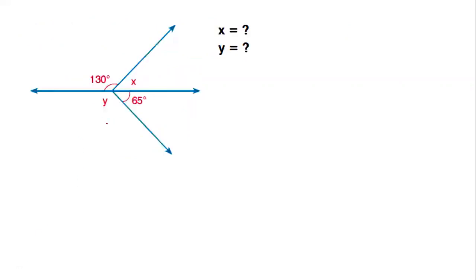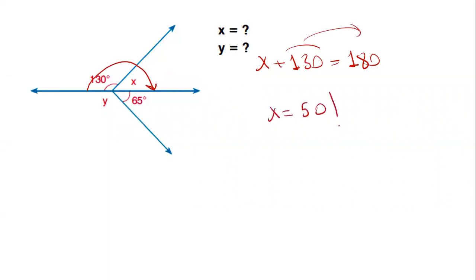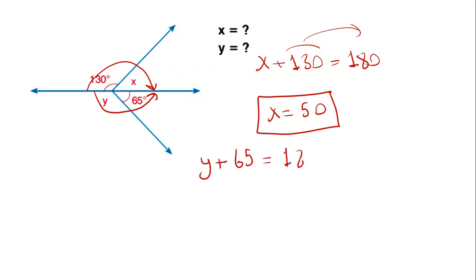All right, let's have a look at this question. This question is about angles. From here to there is a straight angle, which means it is going to be 180 degrees. x plus 130 equals 180, and then this goes to that side as subtraction, so x is going to be 50 degrees. And then for y, the same thing: from here to there is a straight angle too. y plus 55 equals 180, and the same thing, this goes there as subtraction, so y is going to be 115 degrees.